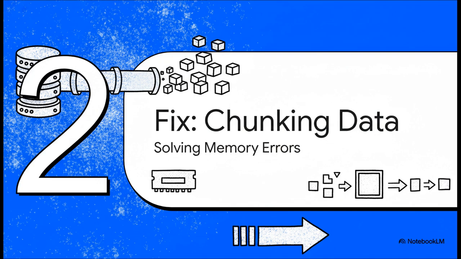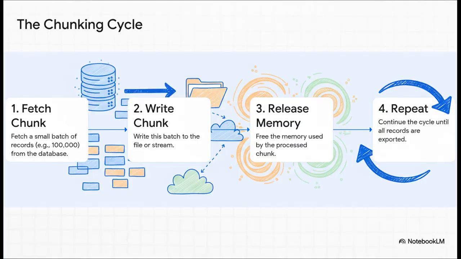Let's move on to our first real fix, which is all about being a lot smarter with how we use memory. This is how we take that out-of-memory error head-on and solve it. And the solution is something called chunking. It's simple, really. Instead of asking for all 2 million records in one go, you ask for them in manageable batches, like, say, 100,000 at a time. You process that chunk, you write it to the file, and then, and this is the most important part, you let go of that memory before you grab the next chunk. This way, your memory usage stays low and stable.